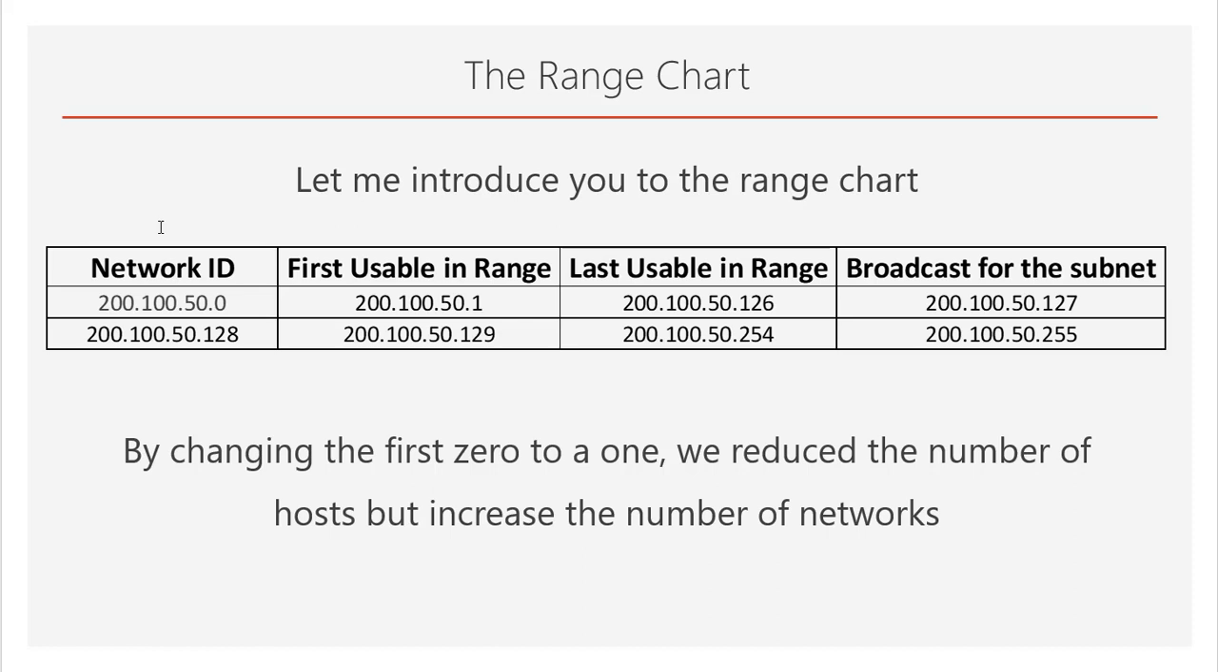All right, and then you get the first usable address in your range. In this case, this would be 50.1. Then you get the last usable address in the range, which would be 50.126. And then you get the broadcast.